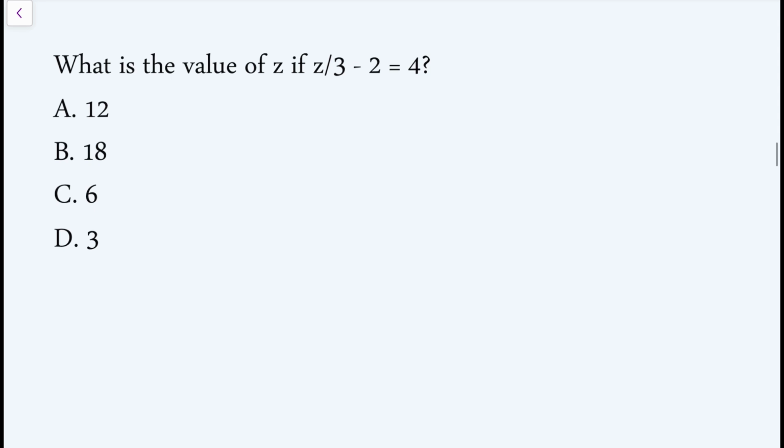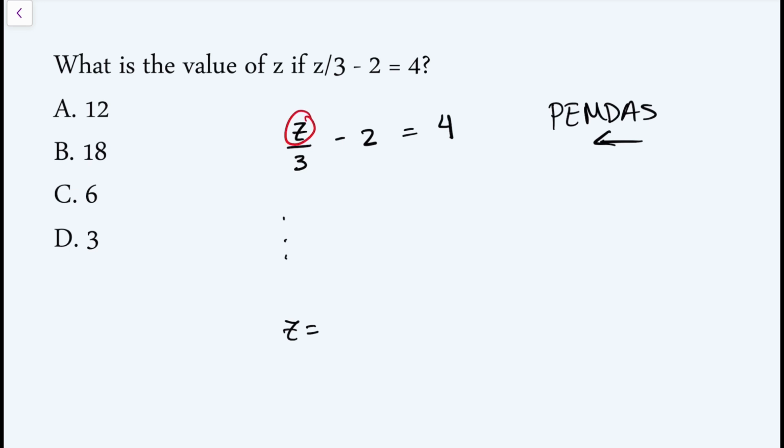Okay, what is the value of z if z over 3 minus 2 is equal to 4? So this looks like z/3 - 2 = 4. Again, the value of z means we're isolating for z. We're going to do some steps to get z on its own. And how do we do that? Well, we're going to do PEMDAS, but in reverse. We recognize that we have z divided by 3, so we have division, and we also have subtraction. So what do we do first? Addition and subtraction.